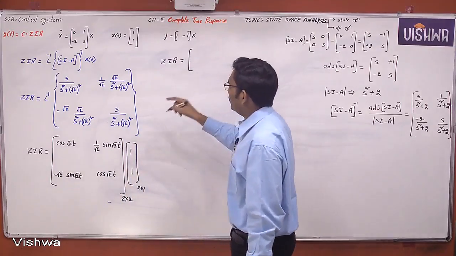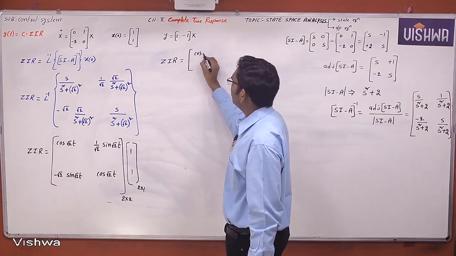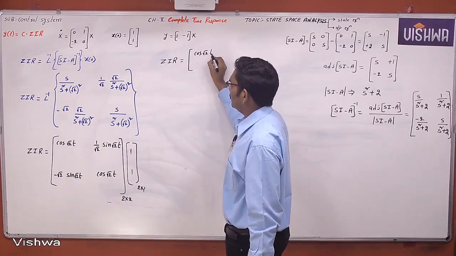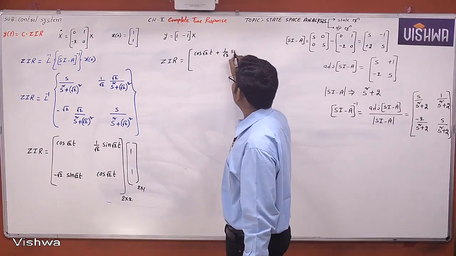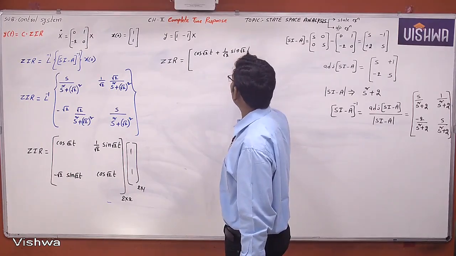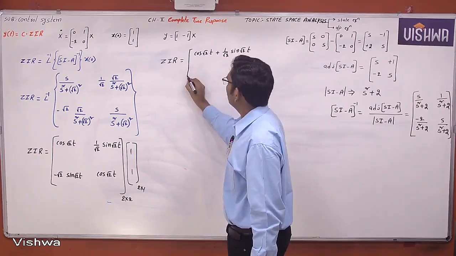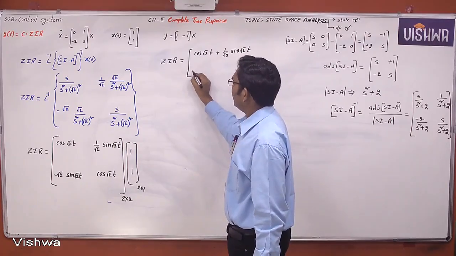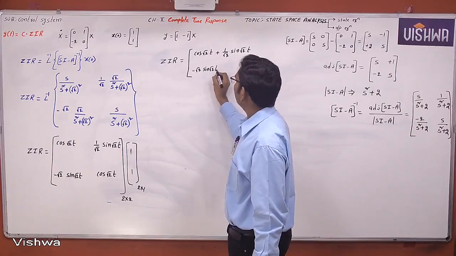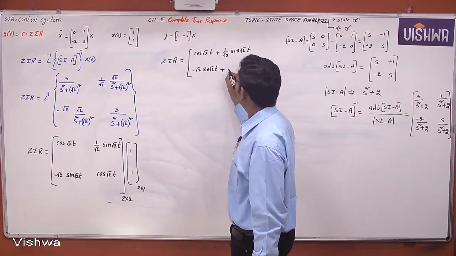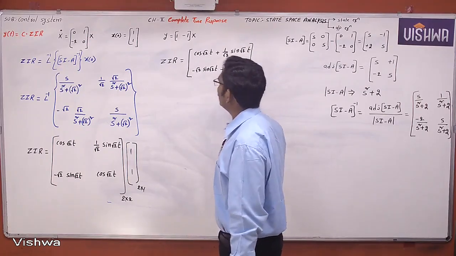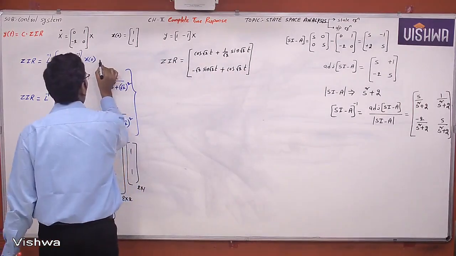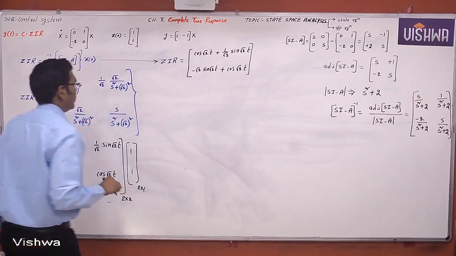Now see here, cos root 2t plus 1 by root 2 into sin root 2t. Now minus root 2 sin root 2t plus cos root 2t. This is the zero input response. This is the zero input response.